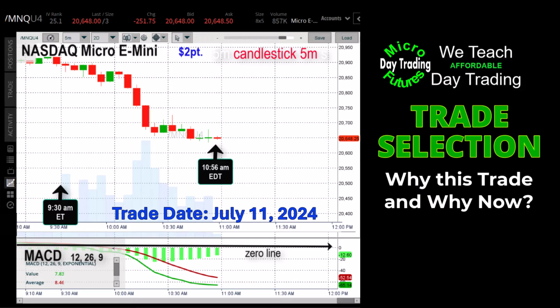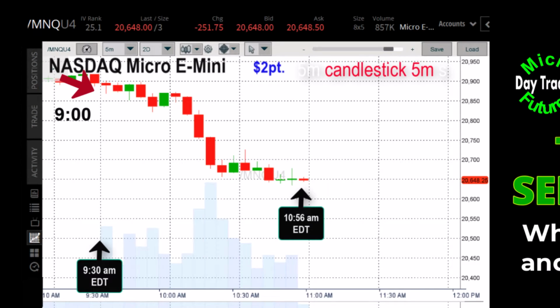July 11th, 2024. Now, this is a pretty classic setup. Here's the game on this trade. I'm putting an arrow on the candlesticks right now. I'm going to show you from 9 o'clock in the morning all the way down till just 4 minutes before 11 o'clock at 10:56 Eastern Time. I'm going to enter this trade, and I'm going to short a contract.